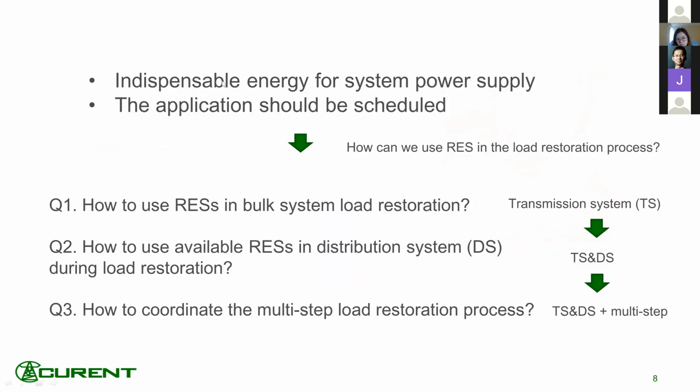So according to the former events, we can conclude that, of course, renewable energy has become an indispensable part of the power supply in our grid, and we cannot bring back all our loads if we do not use it. On the other hand, its application should be reasonable and scheduled to avoid bringing some troubles in the restoration process. So the question is, how can we use the RES in the restoration process?